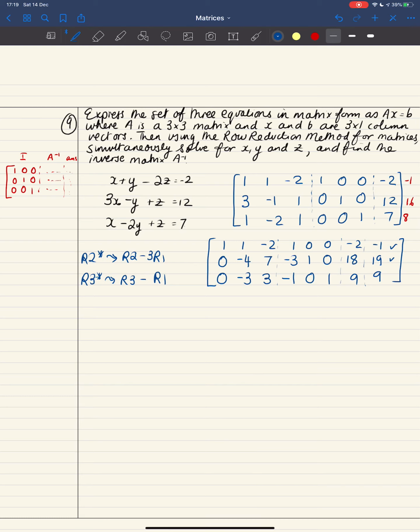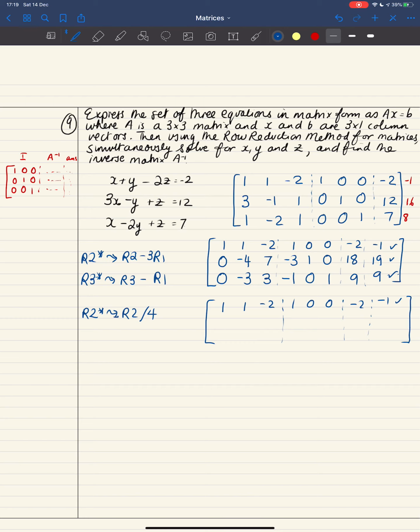Does that bottom add up to 9? Minus 3 plus 3 is 0. Yes. Right. So the next thing I'm going to do is the new row 2 is going to be the old row 2 divided by 4. 1, 1, minus 2. 1, 0, 0. Minus 2. Minus 1. We haven't changed that one.